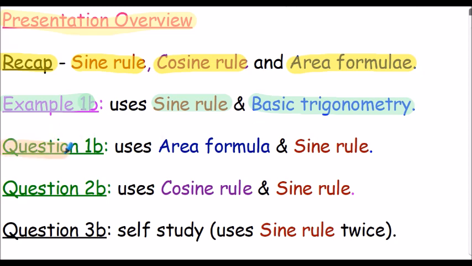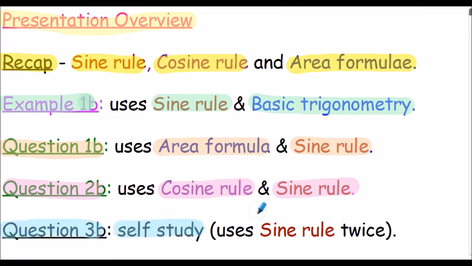Then we have question 1b that uses an area formula and the sine rule to generate our two simultaneous equations, which we need to solve to prove the formula stated in question 1b. And question 2b uses the cosine rule and the sine rule to generate the two simultaneous equations required in the solution. Full work solutions are shown to the examples and the questions. And finally you're left with question 3b, which is a self-study question where you will derive your own solution, but the suggestion is to use the sine rule twice in this case to generate our simultaneous equations.